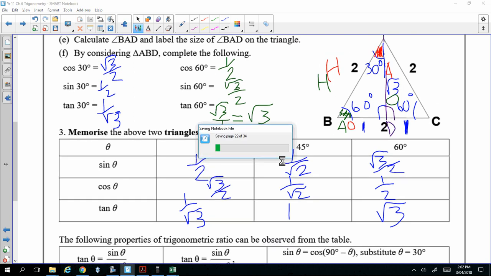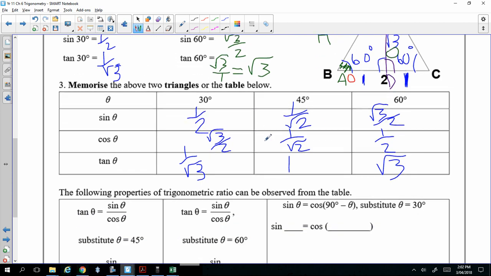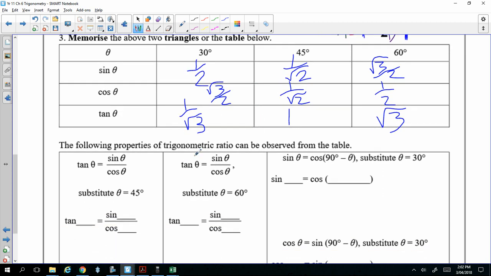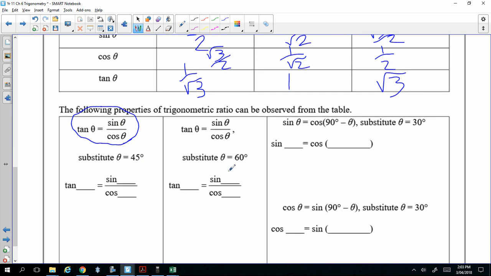So we can see some special properties being shown on the table. Let's see what they are. Let's start with this one. Now remember the identity, this formula we learned earlier, tan equals sine over cos. We can see that this is true on this table. Substitute 45 into this formula. What do you get? You get tan 45 equals sine 45 over cos 45. Are they equal? Let's check what tan 45 is. Look at the table, tan 45 is 1.